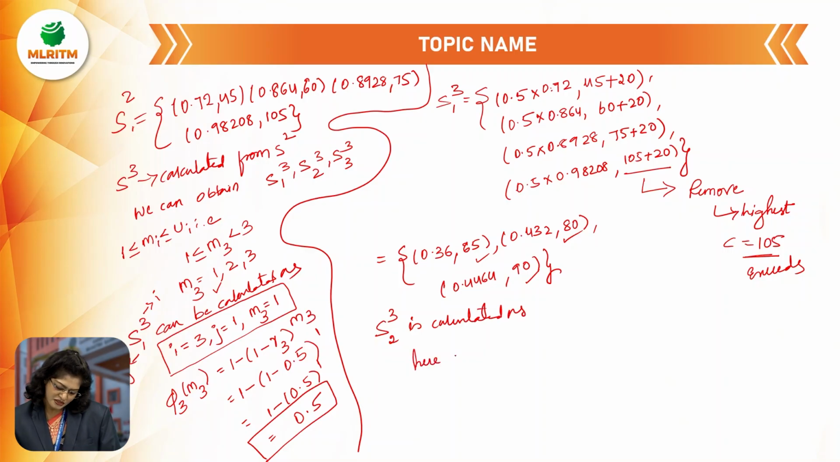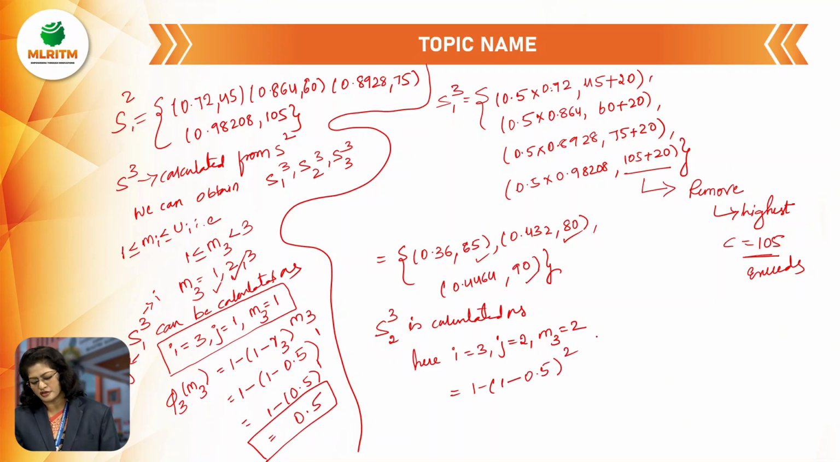Again here I value equal to 3, J value equal to 2, M3 value equals to 2. This is for the second procedure you are going to calculate. Again substitute in the same formula. Alright, what you are going to get? 1 minus what is the R3 value? 0.5 whole to the power.